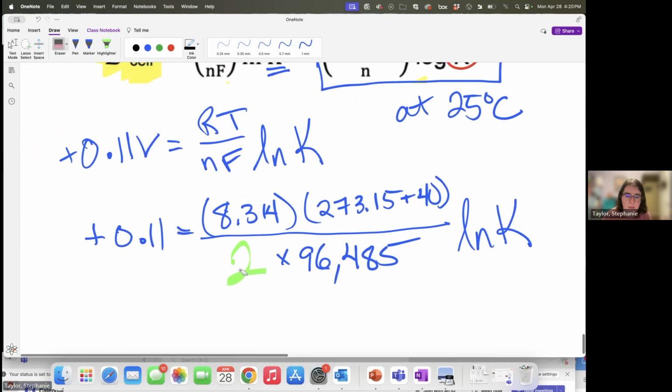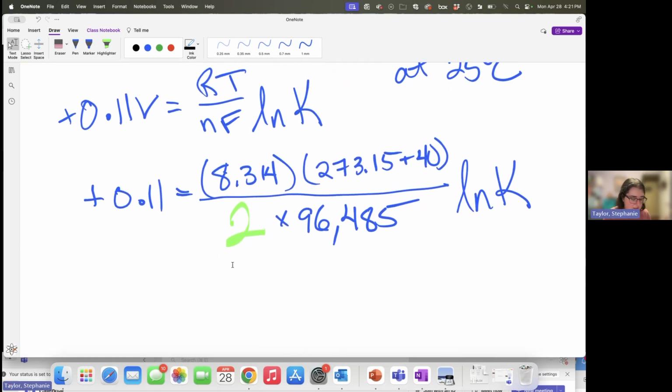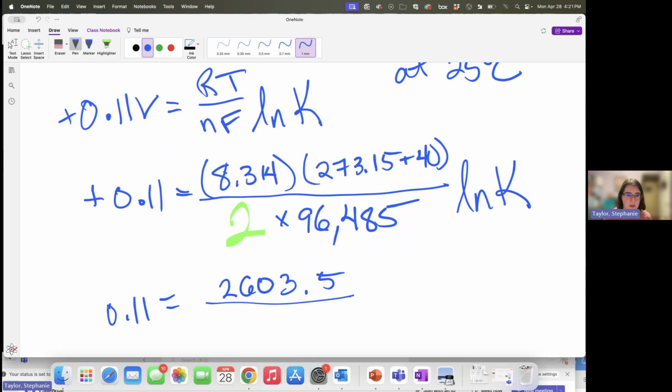This is one of the reasons I wanted to do it with a different temperature, just to showcase the fact that we can do this with a whole bunch of different pieces. So I get 0.11 is equal to, I get this top part to be 2600, basically 0.5, divided by 2 times 96,485. But that leaves everything in joules.